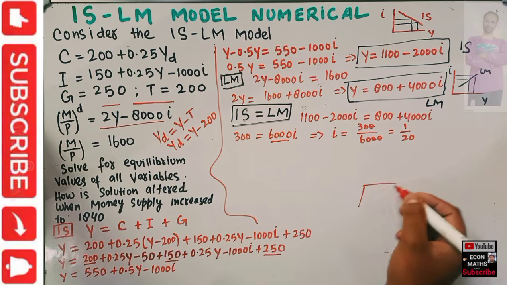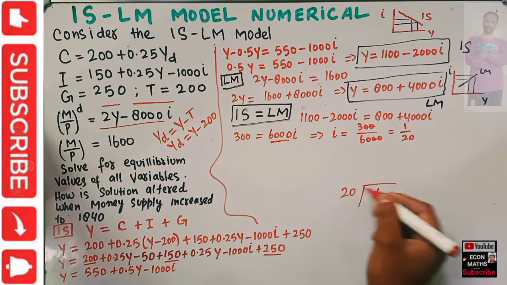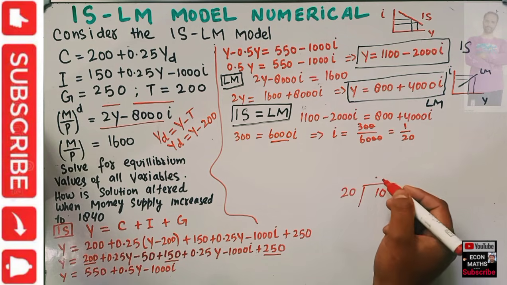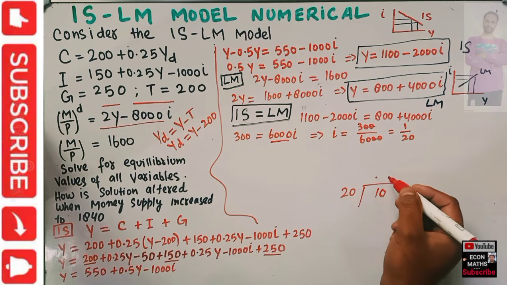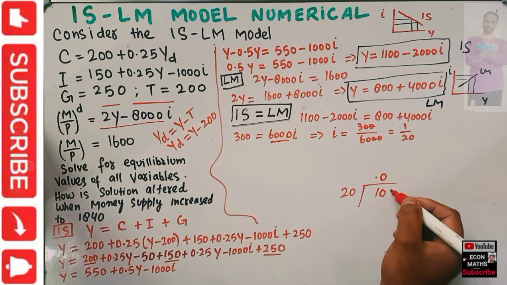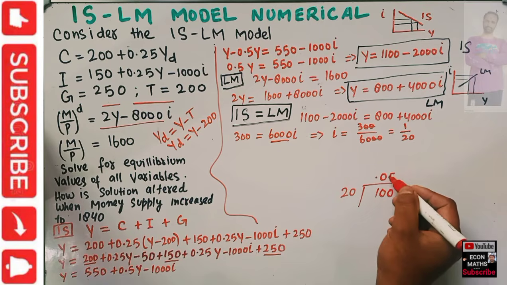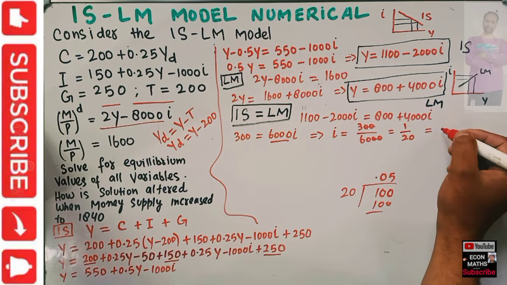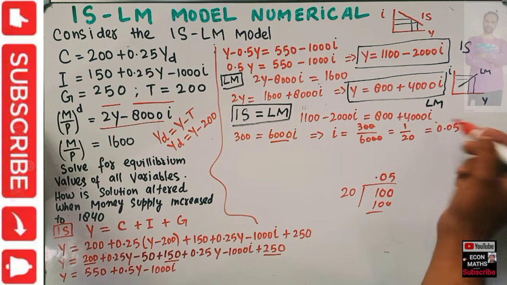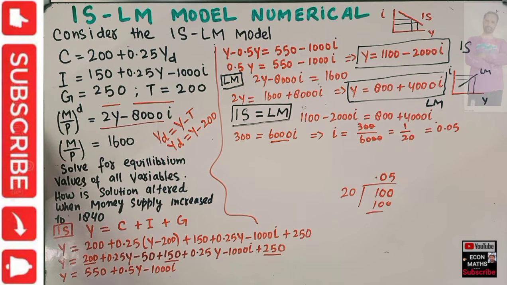And what is 1 upon 20? So we have 1, we have 20, here it is point, here it is 0. So since it is less than the divisor, we can add up another 0. So we have 0, 5 20s are 100. That means we got the interest rate is 0.05. Okay, this is our equilibrium interest rate.